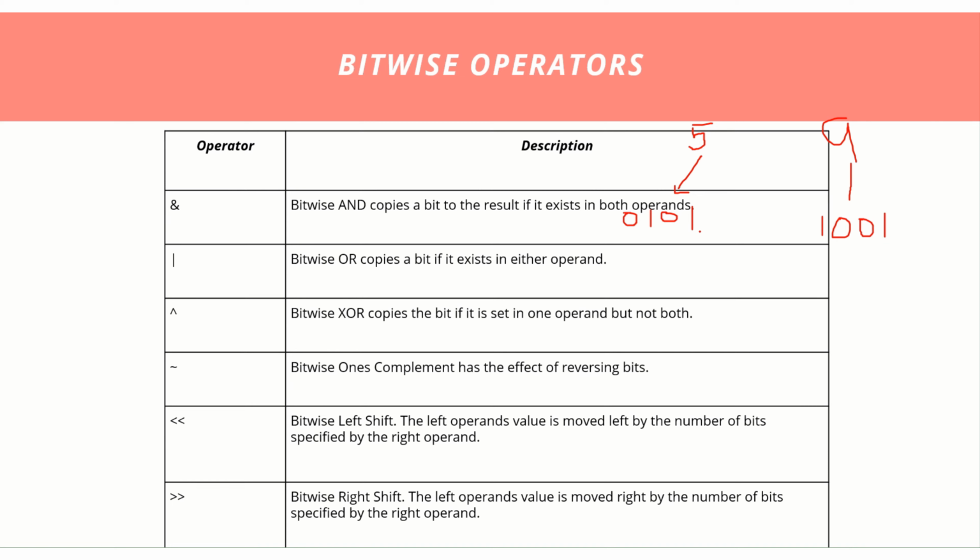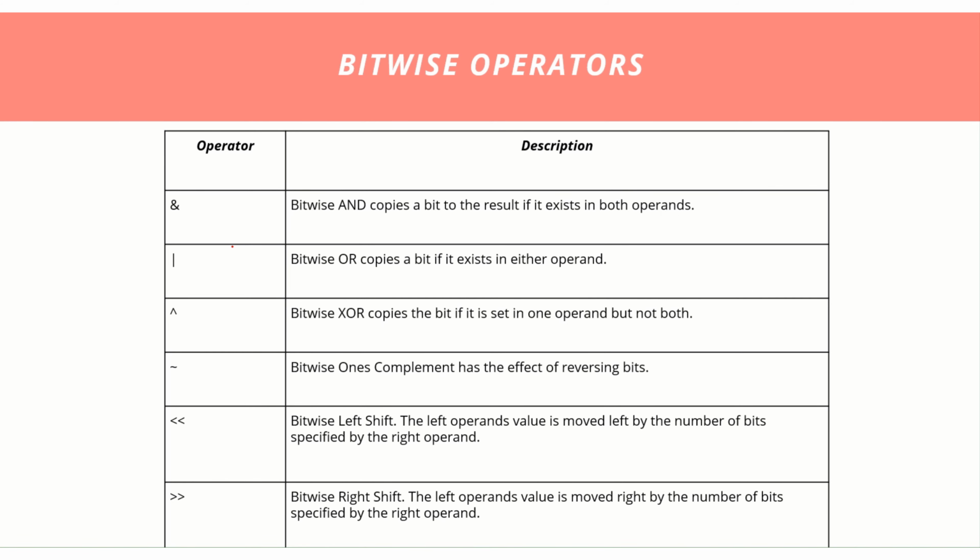Now perform the logical AND operation on its bits. 1 and 1, both conditions true, therefore output is 1. 0 and 0, both conditions false, output false. 1 and 0, true false, that's false, and 0 and 1, output 0. So if we do 5 AND 9, its output will be 1.